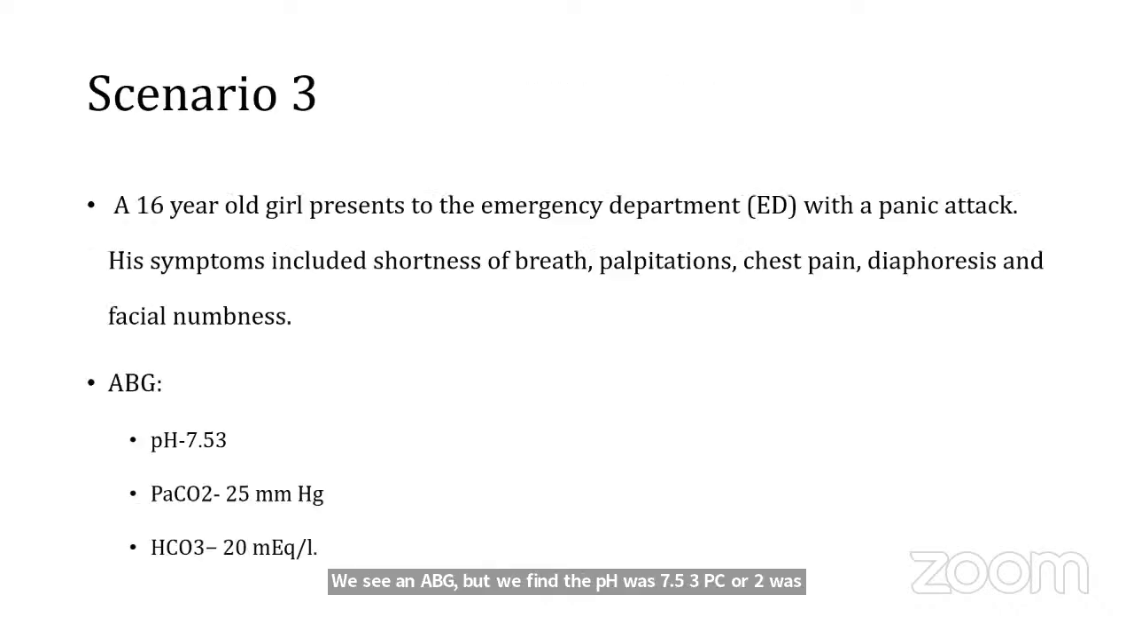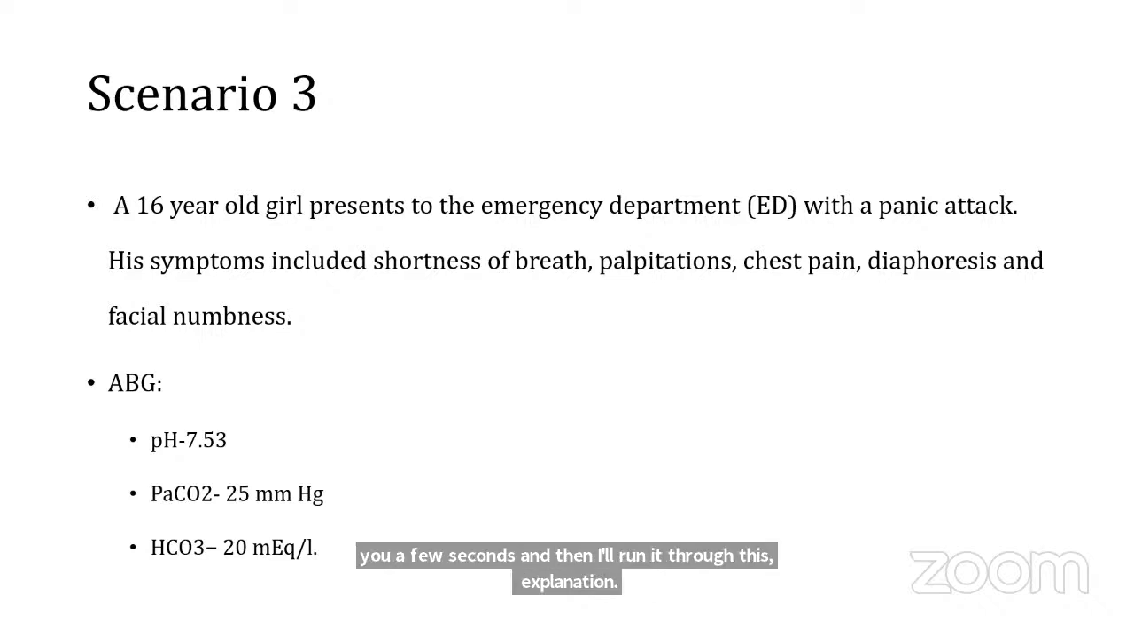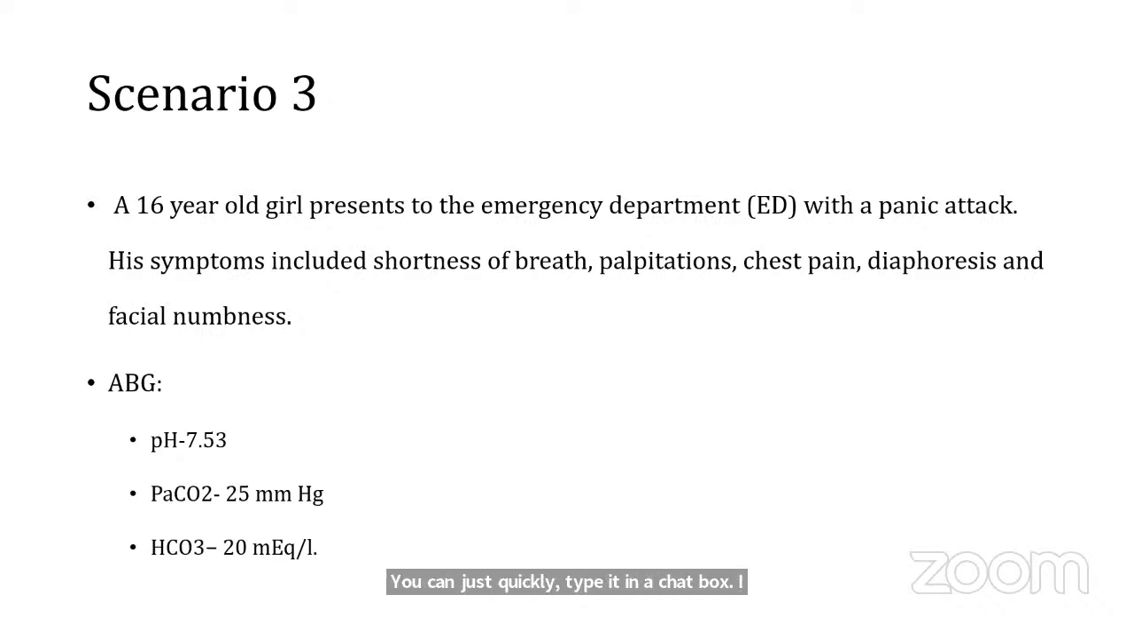Now, how do you interpret this blood test? Again, I'll quickly give you a few seconds and then I'll run you through this explanation. You can just quickly type it in the chat box. How do you interpret this blood gas?